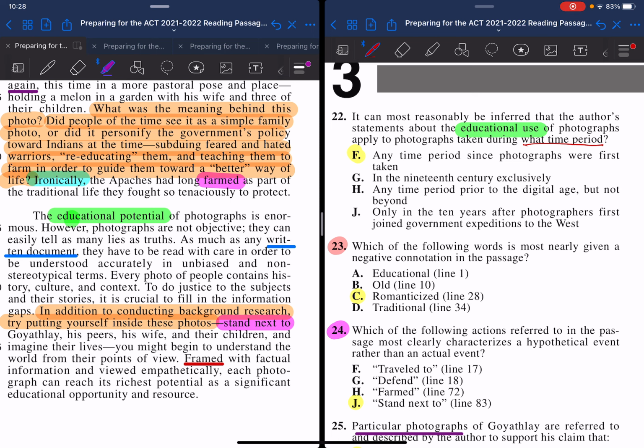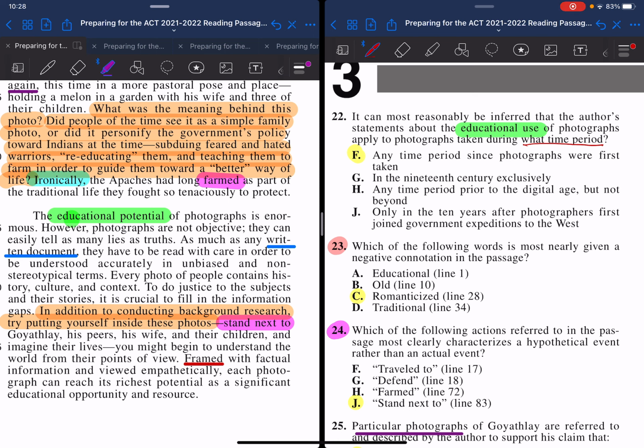So now it's down to these two. Ironically, the Apaches had long farmed as part of the traditional life they fought so tenaciously to protect. Well, it's unlikely that they would fight to protect a hypothetical event. So let's look at line 83. In addition to conducting background research, try putting yourself in these photos. Stand next to Goyathale, his peers, his wife, their children. We can't stand next to him because he's passed on. So that's why letter J is the answer.